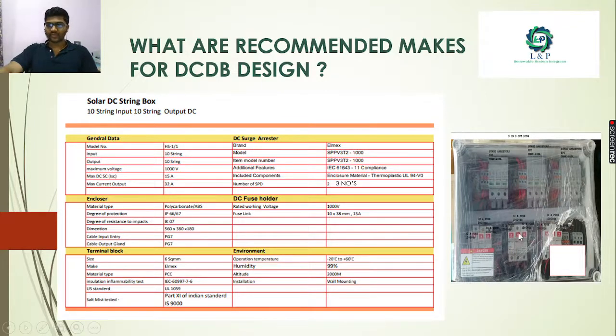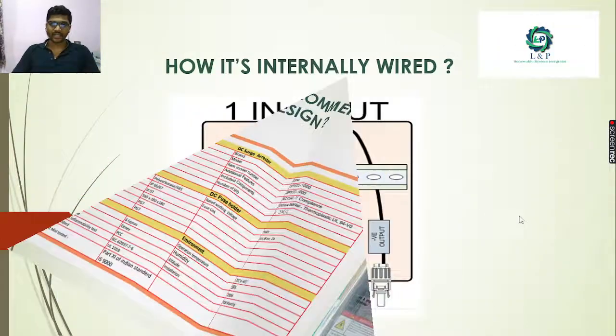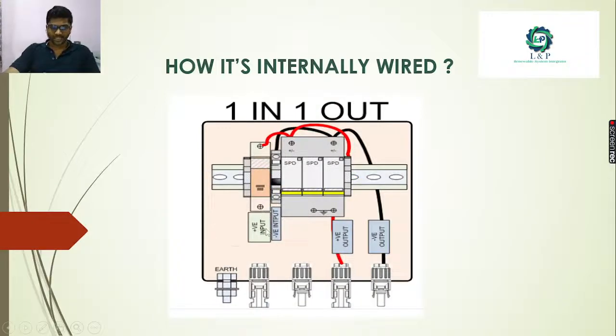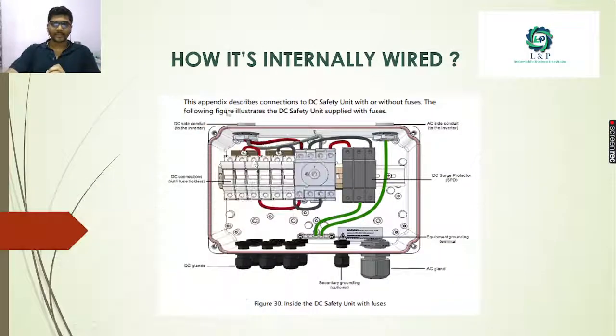1, 2, 3, 4, 5, 6, 7, 8, 9. So totally 9 in 9 out. This is an example of 9 in 9 out. So this is one of the internal wirings, so it will be a little clearer. See here, this is a 1 in 1 out example. A positive wire is coming and a negative wire is coming. Positive we are taking through the fuse terminals, and we are connecting to the SPD. This is the example of how we can design a standard unit with the glands, with the DC connections.